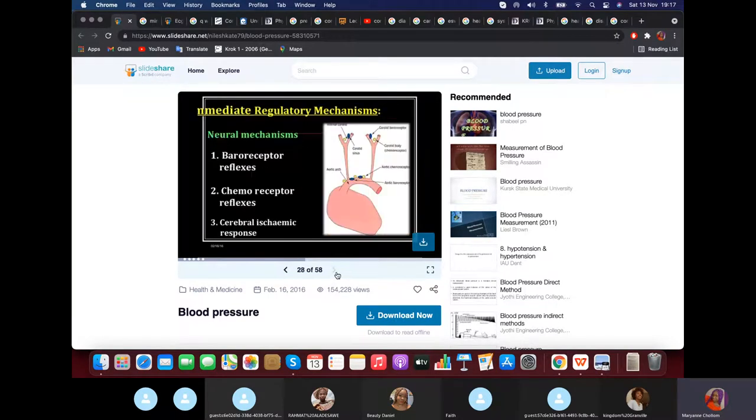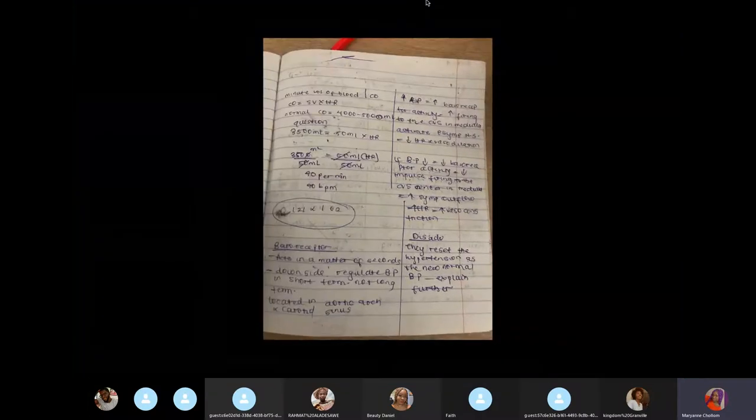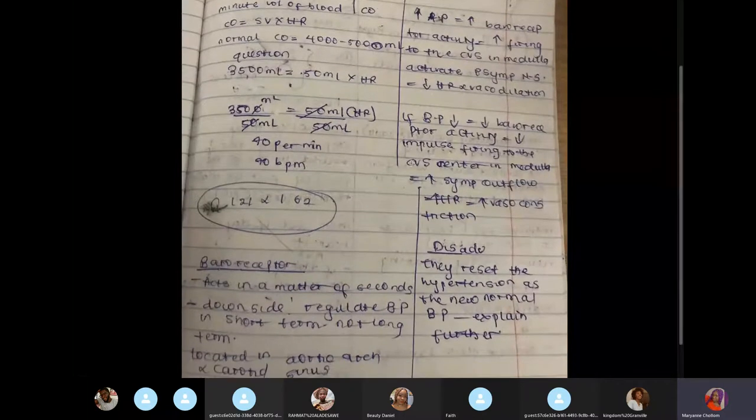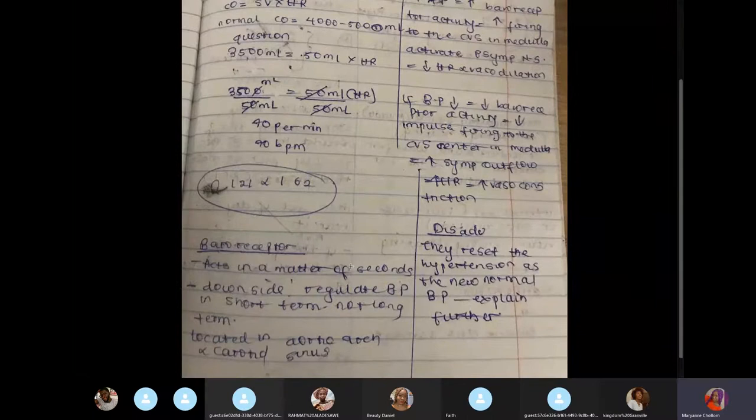So in the immediate mechanism, like baroreceptor, chemoreceptor, when you stand from sitting down, there's a drop in blood pressure because gravity will act on your blood and it will go down. So how does your body compensate for this? It's very quick. Look here. Your baroreceptor acts in a matter of seconds. And it's located in your aortic arch and carotid sinus.